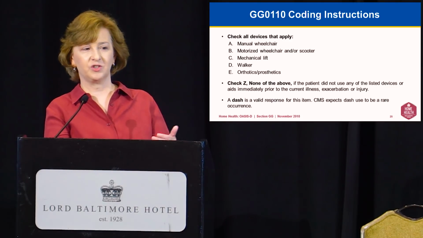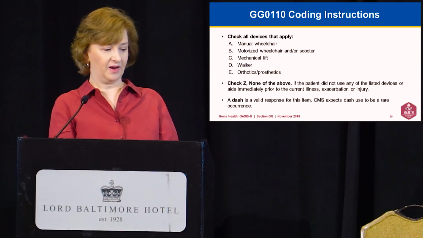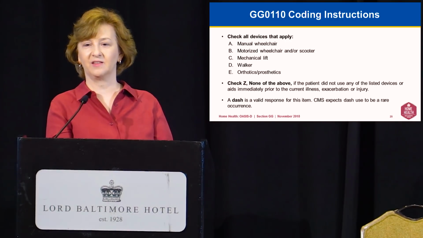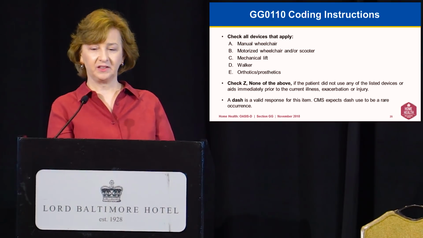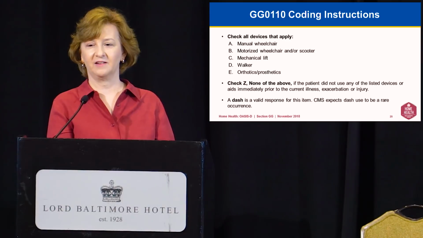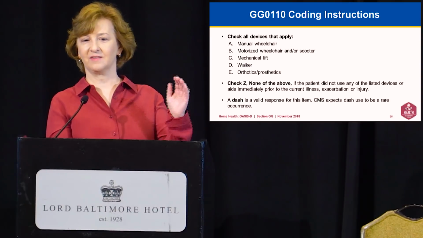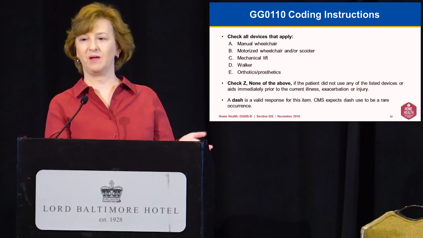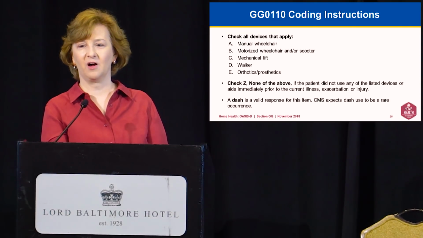Again, the coding instructions, you would check all that apply. If the person perhaps uses a mechanical lift and then also has a motorized scooter, you would check B and C in that instance. You can check multiple items. And if none of those mobility devices apply, you would just check a Z. I know one of the questions that we have gotten from the other settings is what if the person uses a cane, for example? In this instance, it's not on the list, and so you'd say none of the above. So we certainly recognize that somebody may be using another type of device, either a mobility or something for self-care. So this is not a comprehensive list.